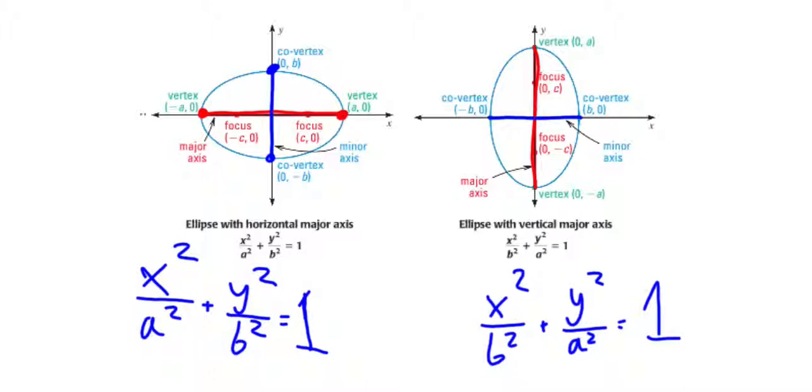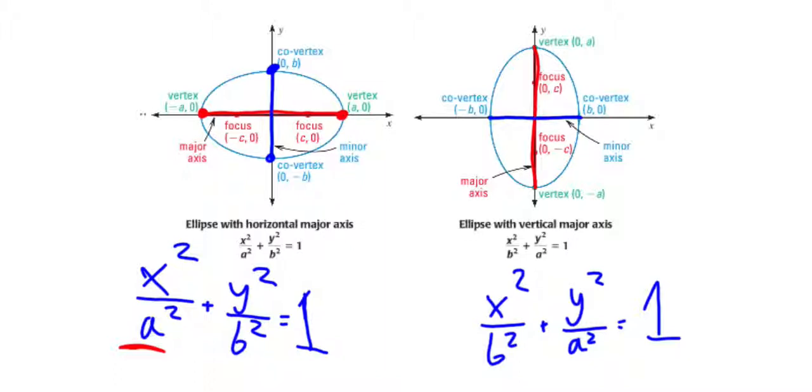Why might this happen? Maddie? Because when the a is under the x, it means it goes horizontally. Good. What does that a represent with all these points? Major axis. The a represents points that are on the major axis. And what points are on the major axis? The vertex.